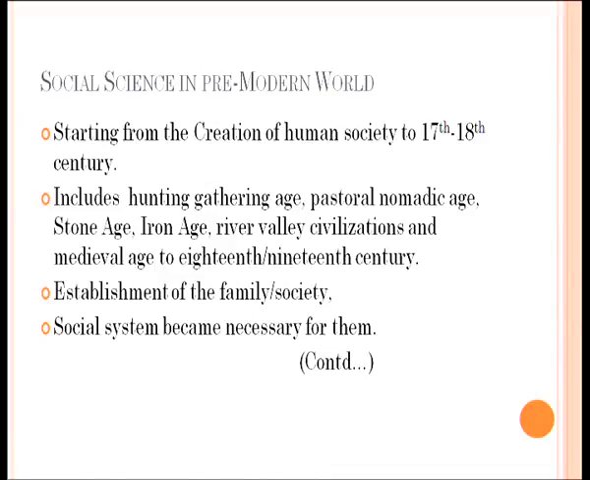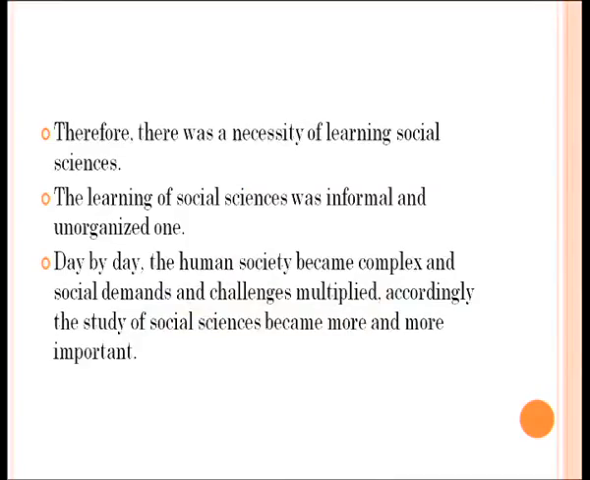Here we see the establishment of family, later on paving the way for the establishment of society. As family and society were being formed, a social system became necessary for them. Therefore, there was a necessity of learning social sciences. The learning of social sciences was informal and unorganized in the beginning. It was not a formal area of study, there was no content, it was not a subject of study.